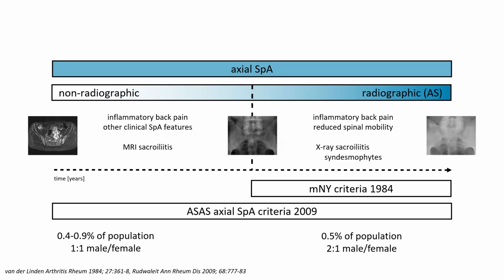So this is also depicted here, and I've made the point down below that about 0.5% of the population has what we used to call radiographic axial SPA or ankylosing spondylitis, and then about a little over half of the population on the left-hand side, especially females, do not have this X-ray evidence.